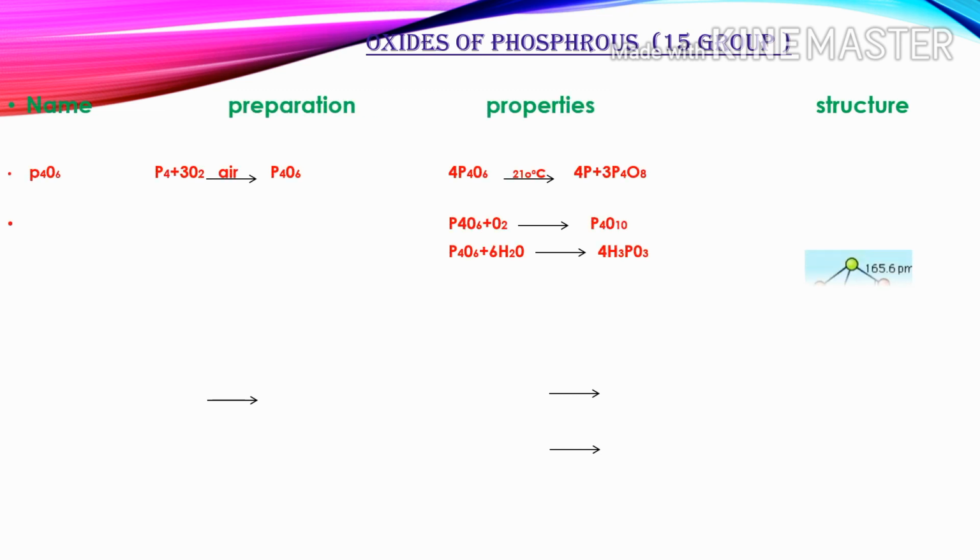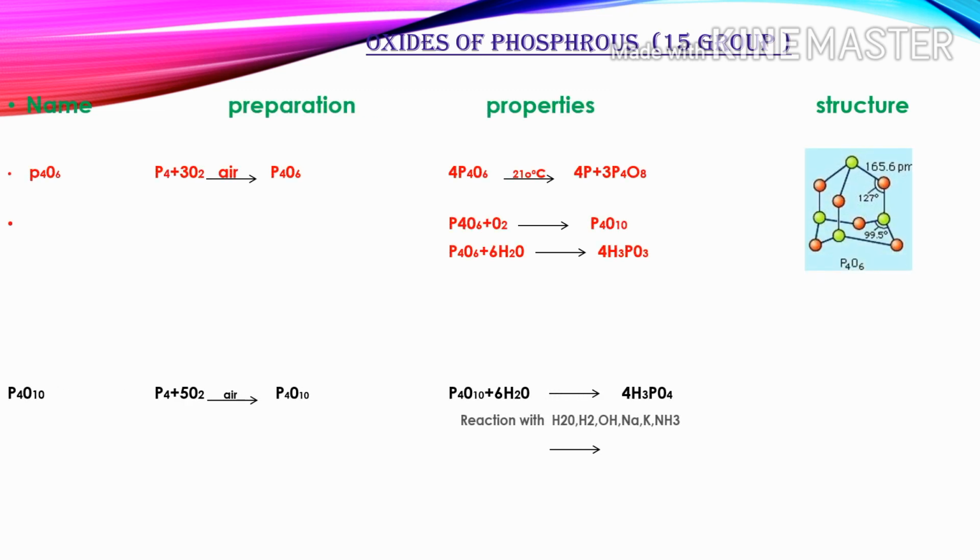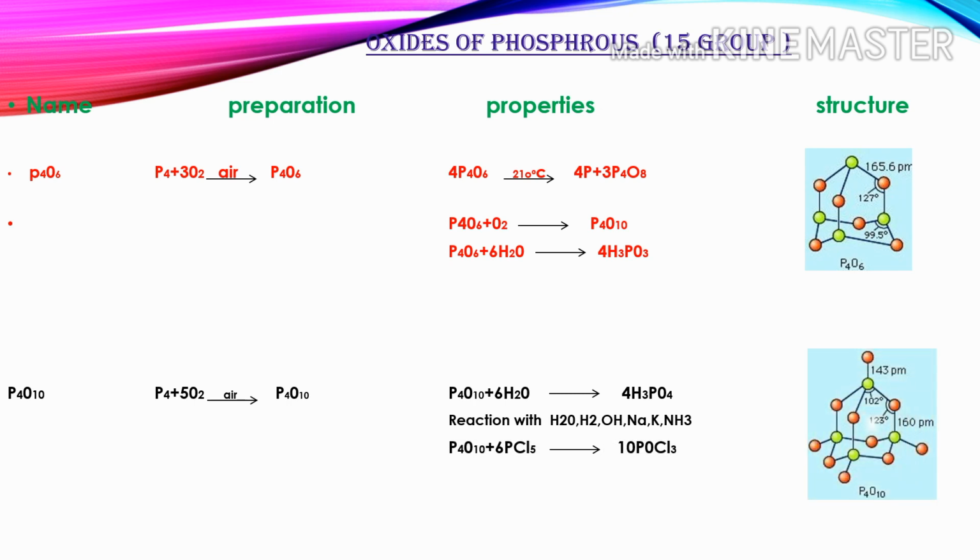Oxides of phosphorus. Phosphorus on reaction with oxygen forms two main oxides, namely phosphorus trioxide and phosphorus pentoxide. The formula of phosphorus trioxide is P4O6, and for its preparation, when phosphorus is burned in a limited supply of air, it gives phosphorus trioxide.